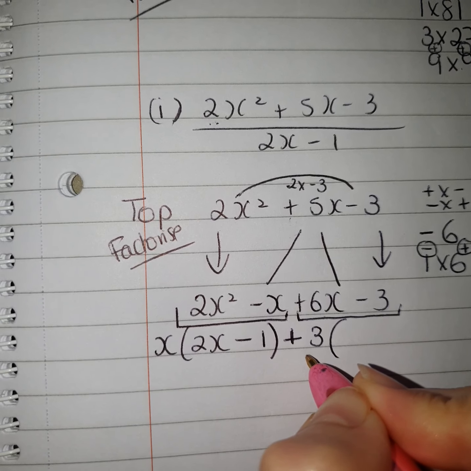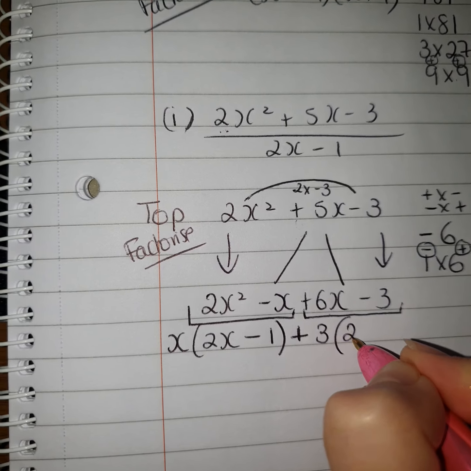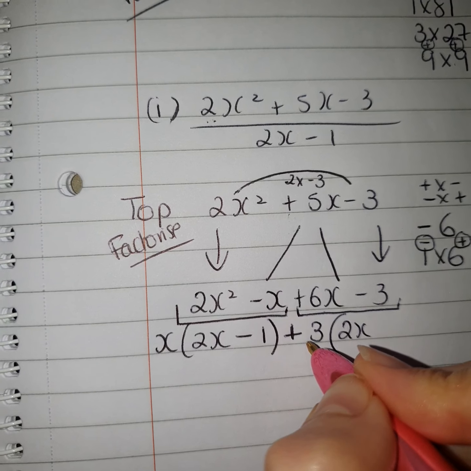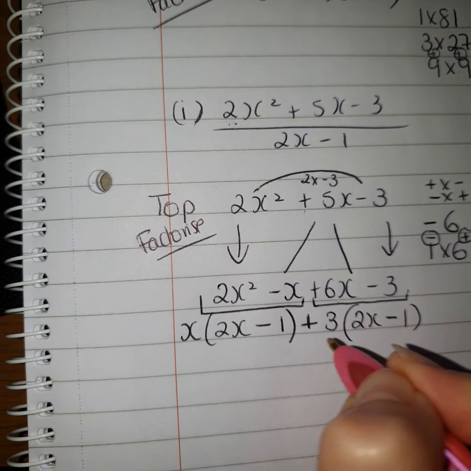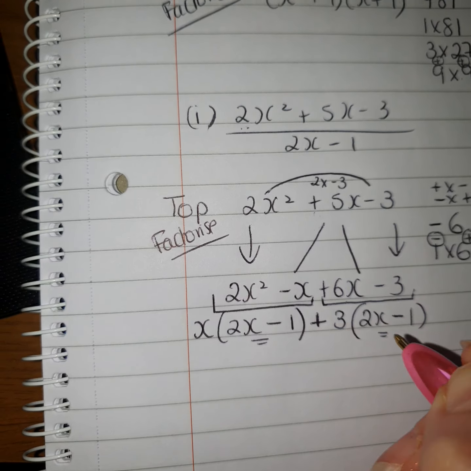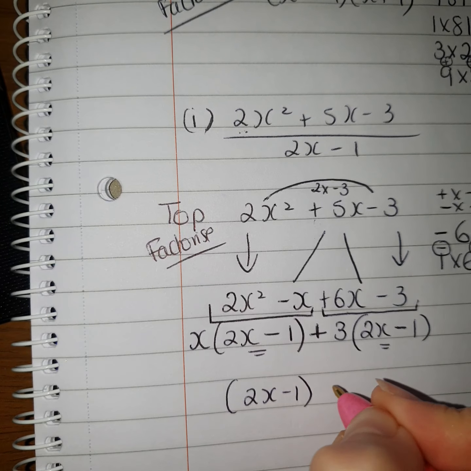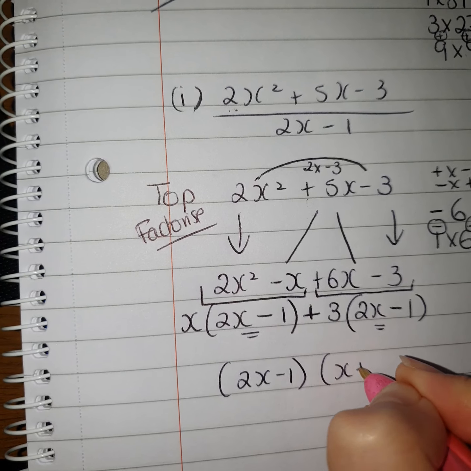And what do you multiply plus 3 by to give you 6x? You multiply by 2x. That would be correct because that's positive here. What do you multiply 3 by to give you minus 3, minus 1? I'm happy because these two brackets are the same. So this is now like my common factor. So I put that down once. And I put down what's left over, x plus 3.